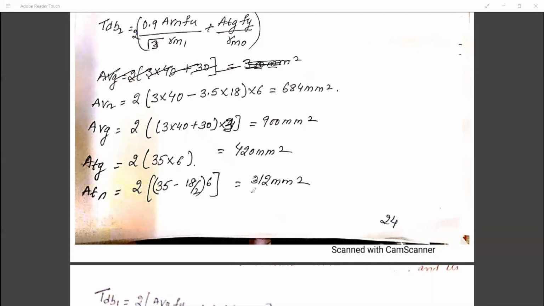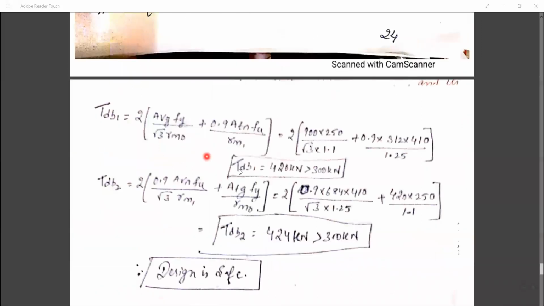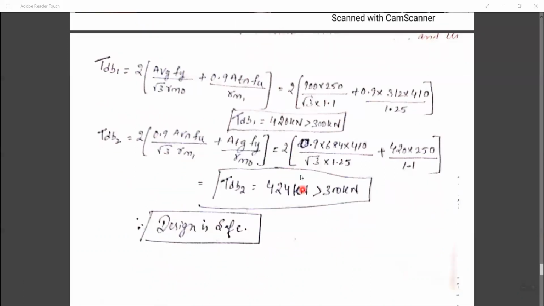The values, whatever you get the answers. The next point will be, you substitute all these things with respect to that, you will get 420 kilonewtons. Don't forget to multiply this by 2, then TDB is also 2 times of this, you will get as 424 kilonewtons. The design is safe.